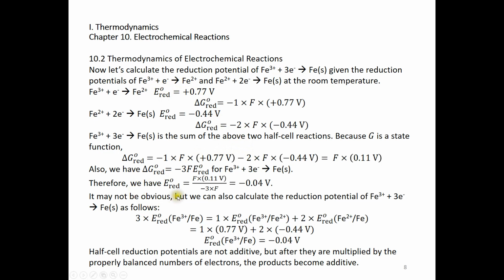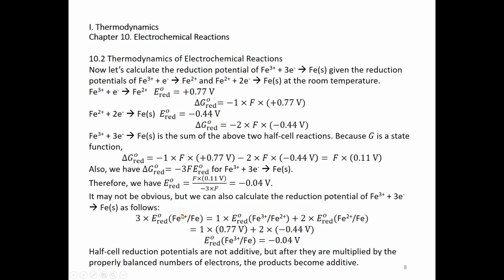It may not be obvious, but we can also compute the reduction potential of this reaction as follows. So we have 3 electrons being transferred, so 3 times this reduction potential equals 1 times this reduction potential, because only 1 electron is transferred here, plus 2 times this one, because over here 2 electrons are transferred, so that's why 2 here. And then we can plug in all the numbers. Eventually we will get the same result. The standard reduction potential from iron 3 to iron 0 is negative 0.04 volt.